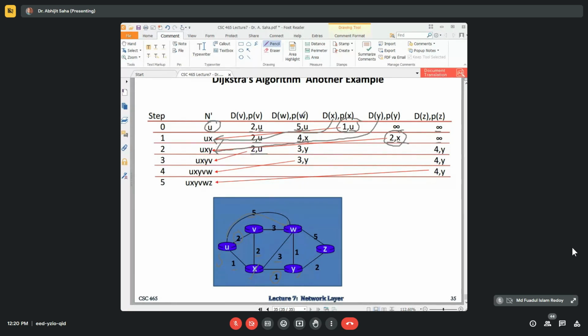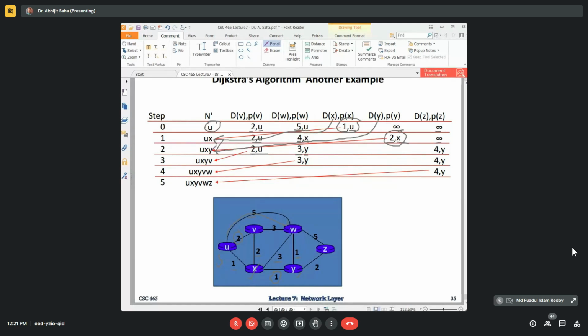Now, can I go from y to w directly? Y to w, yes, I can go. What is the value in my hand? 2. And what is the value for going from y to w? 1. So 2 plus 1, it is going to be 3. What is my previous value? 4. So I can see that I have found a lower cost here. So 3 I have updated, and dw is now 3. And what is the pw? You're coming from y to w, right? So y is your previous node, predecessor node. So you have updated your pw to be y.